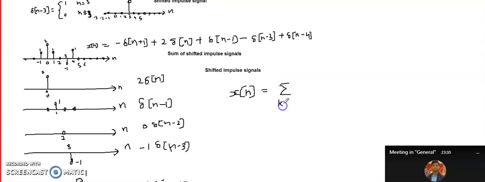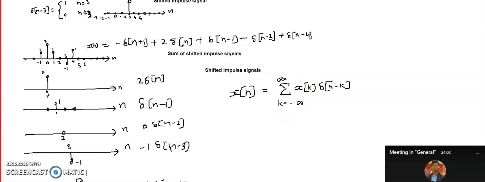K changing minus infinity to plus infinity, xk delta n minus k. Delta n minus k is the shifted version of impulse signal. xk is the value of x, and we can sum like this.